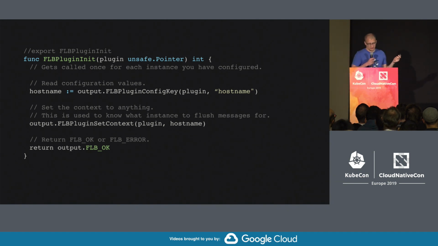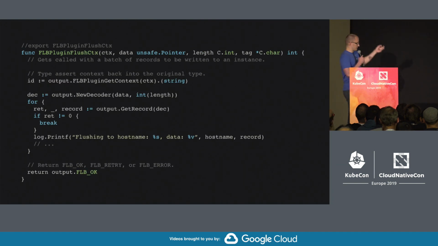There's just a FLB plugin config key, so you can read whatever key you want out of the config. And then the important bit here is to set the context. You call FLB plugin set context, and you can set any arbitrary Go value as the context for that instance. And that's important later on when we're flushing, to be able to disambiguate invocations of the flush. So this is what the flush looks like. The first thing we do is reconstitute that context. We do that by making a call into this helper function called getContext.